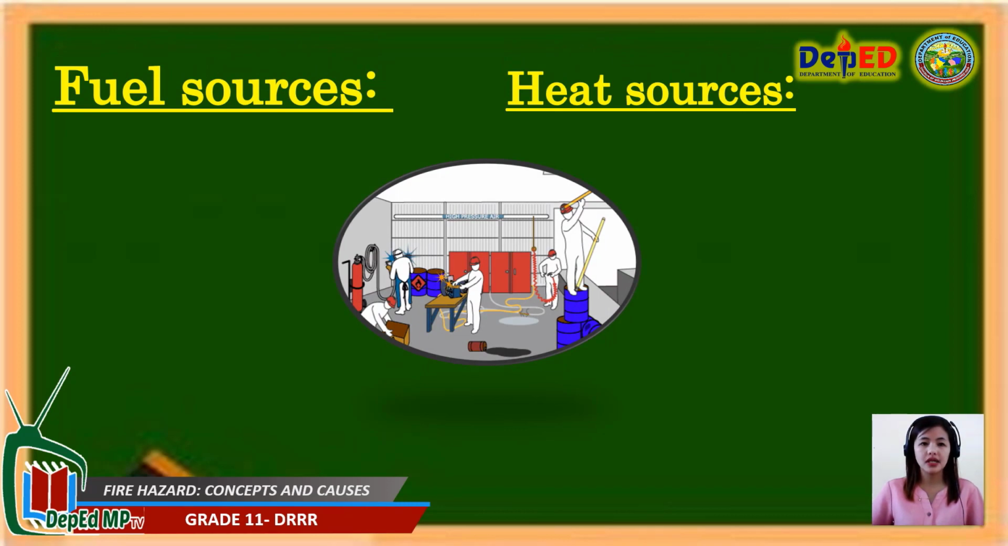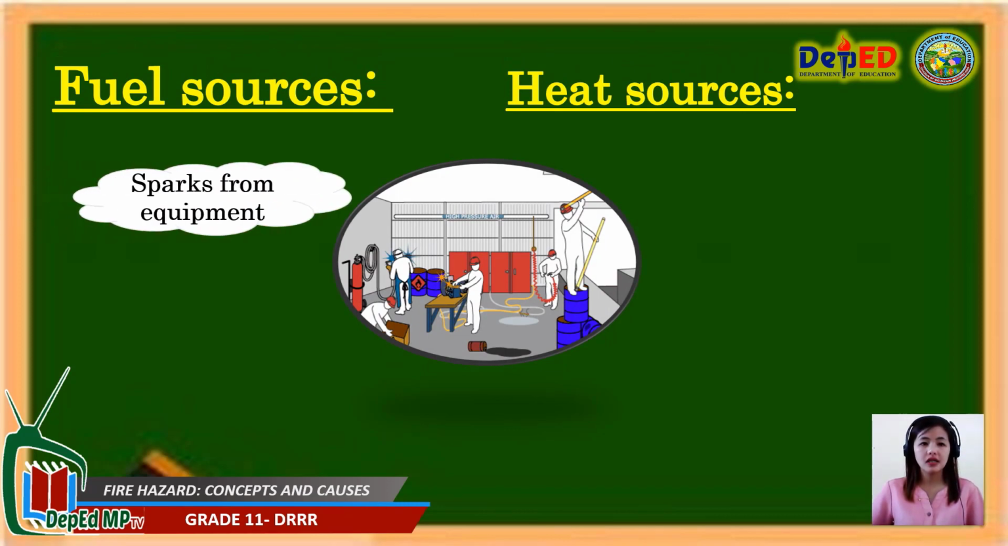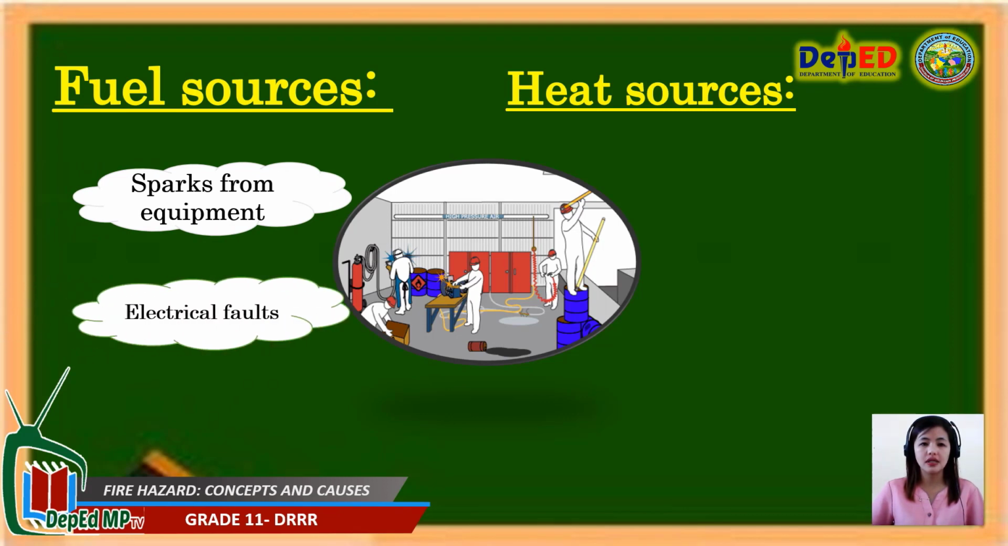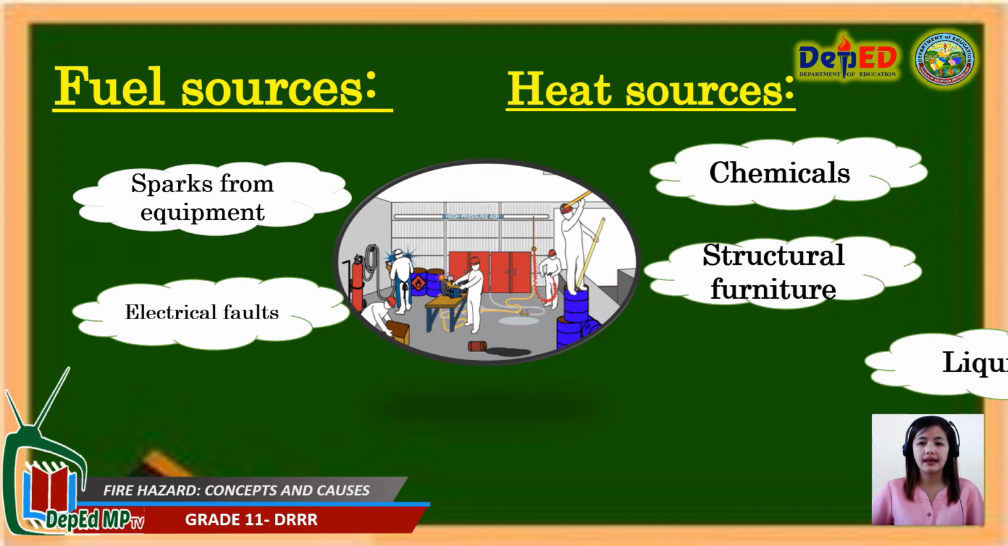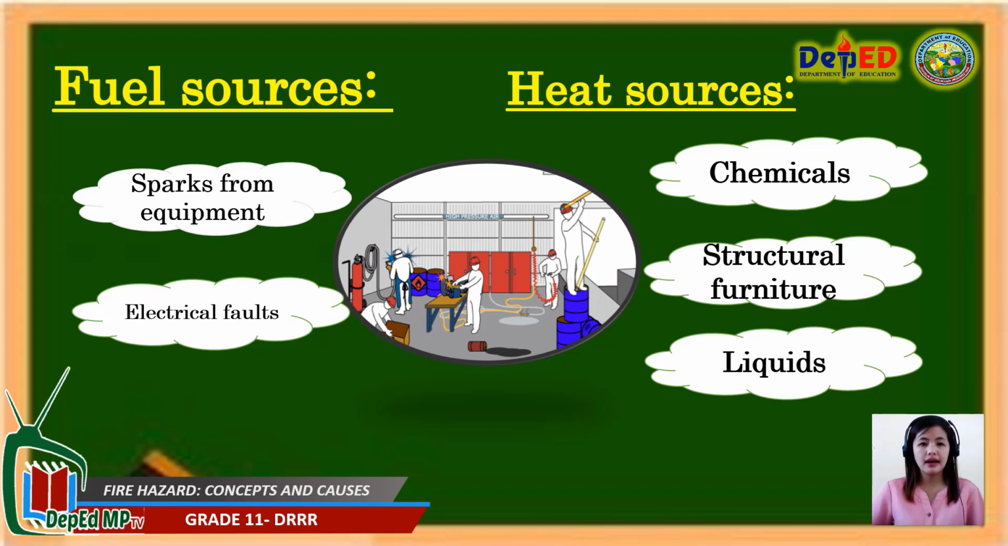For fuel sources, we have two. First, sparks from equipment. Second, electrical faults. Under heat sources, we have chemicals, structural furniture, and liquids. Now, what do you think will happen if these fuel sources and heat sources collide in the warehouse? Correct! It will produce fire.